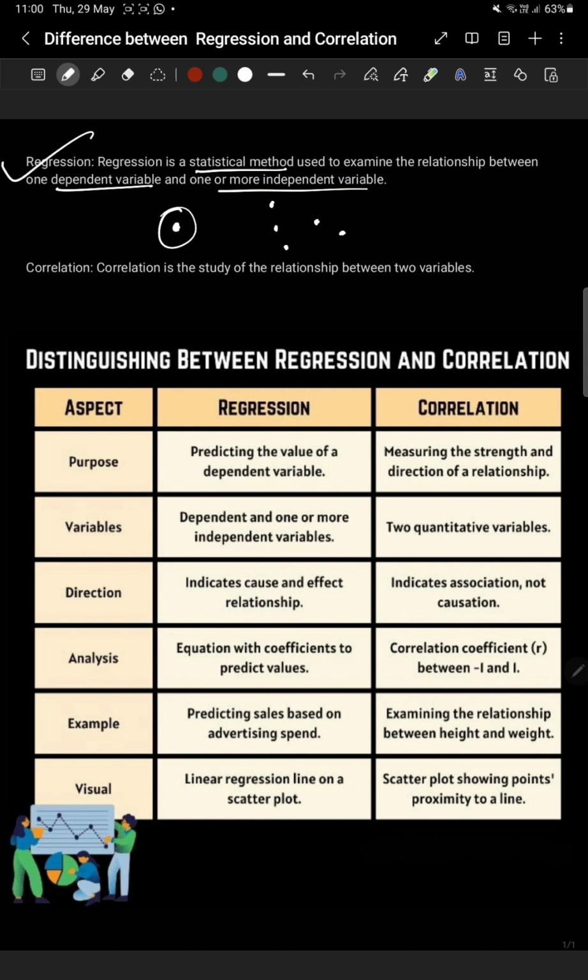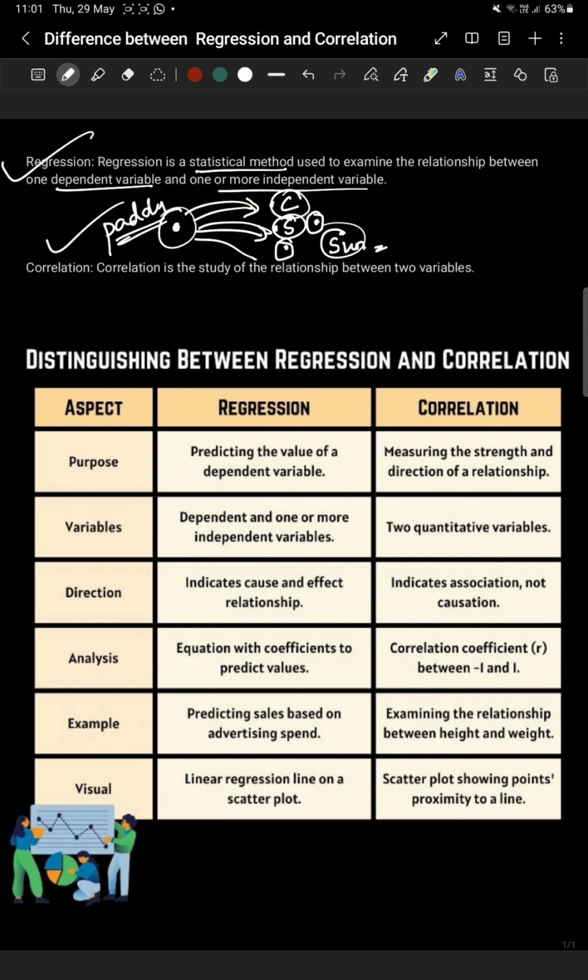For example, if cultivation of paddy is one variable, what are the factors it depends on? Climate is one, the seeds that I use is one, then the fertilizers I use, water supply, sun, all these are the factors that it depends on. So we have one dependent variable that depends on other variables that are independent. So that is regression.